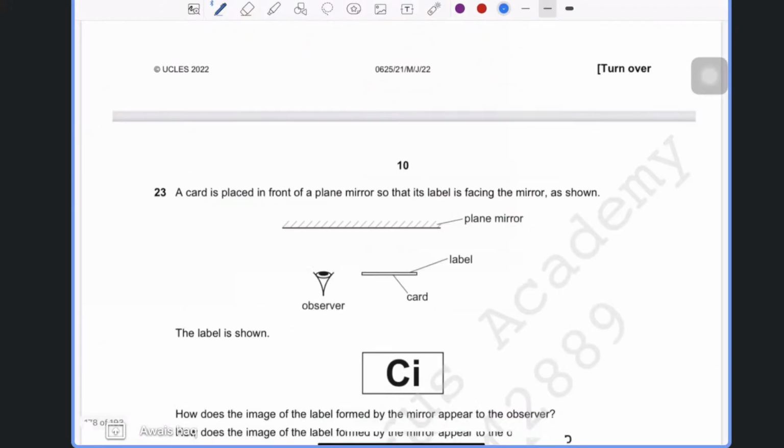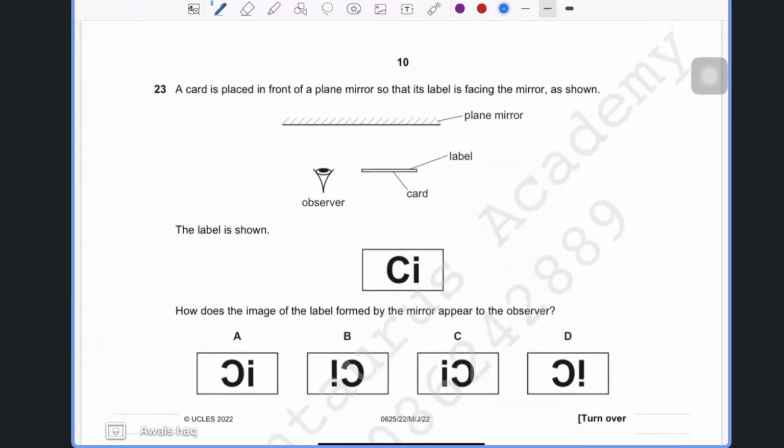Then go forward. Okay, for this one, it says a card is placed in front of mirror, so the label is facing the mirror as shown. How does the image appear? So basically, you got to flip the image horizontally, which means I would come first and C would be flipped like this, right? So I think that would be C. Is it clear, everyone? So you just flip the whole thing horizontally.